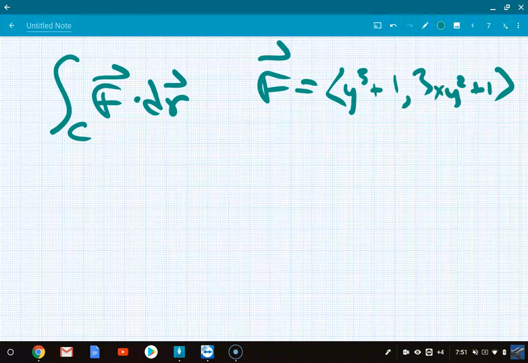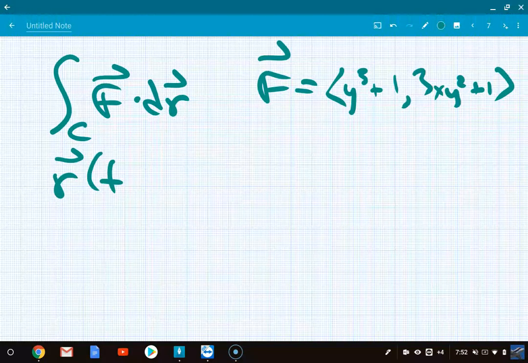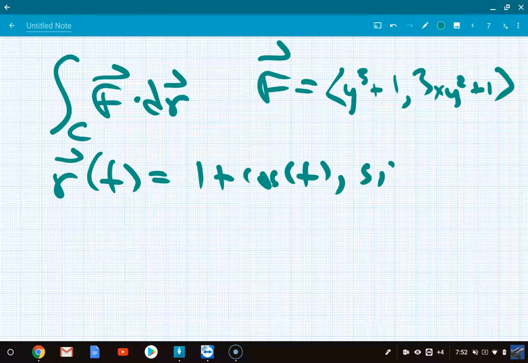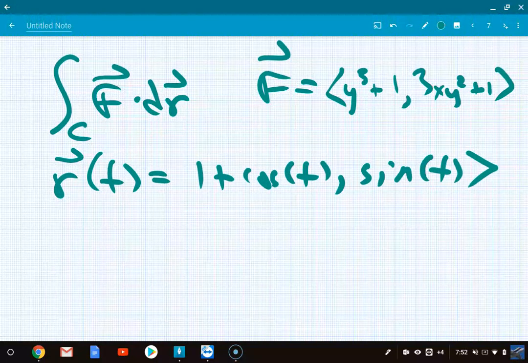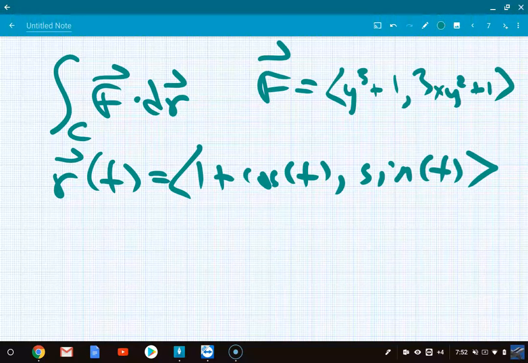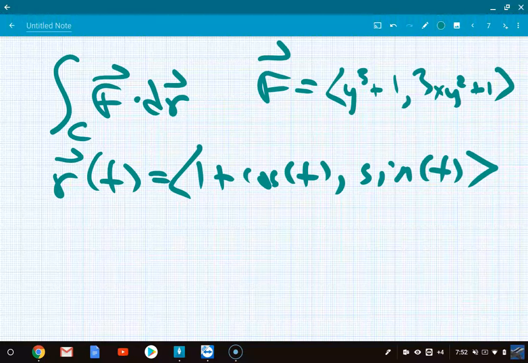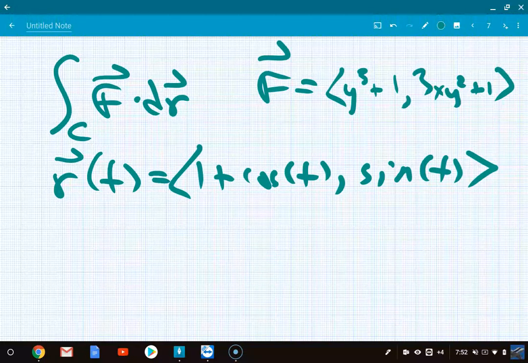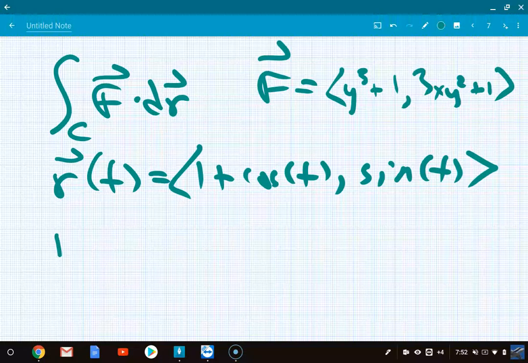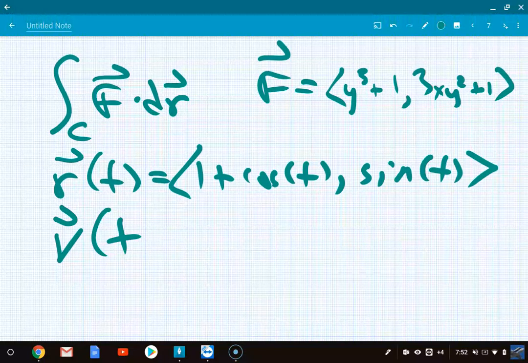Good. Okay, and r of t is 1 plus cosine of t, sine of t. Remember, we tried to do this component-wise, it was just a mess. Now let's do it parametrically. Let's run with this for a minute, see what happens. So remember what we did? We want the dr, which is really the velocity vector, tangentially, right? So isn't that v of t?